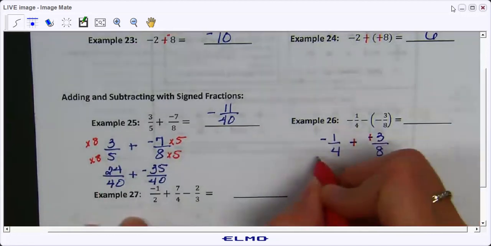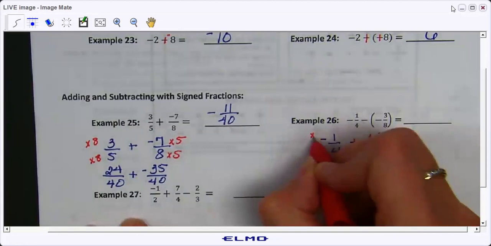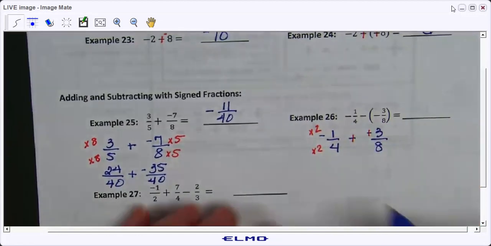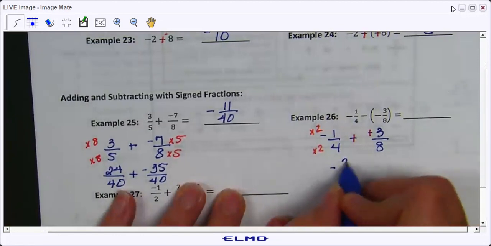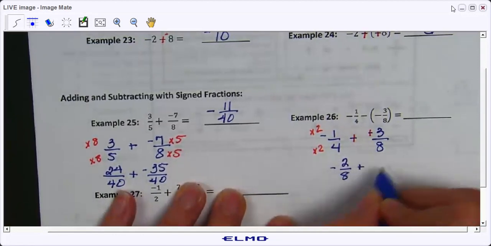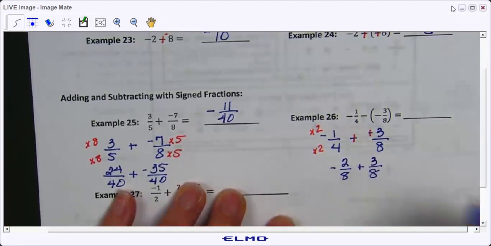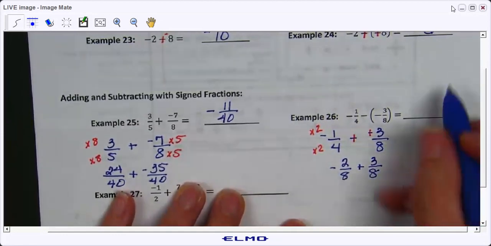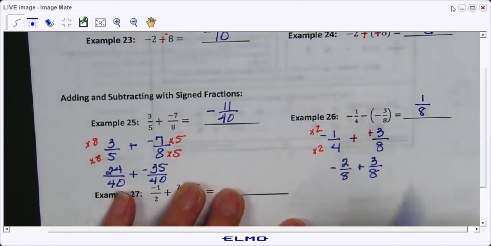So I'm going to turn this to an 8 by multiplying both the top and bottom by 2. And I don't have to change this fraction because the denominator is already 8. So I have -2/8 plus 3/8. -2 plus 3 is a +1. So you should have gotten 1/8.